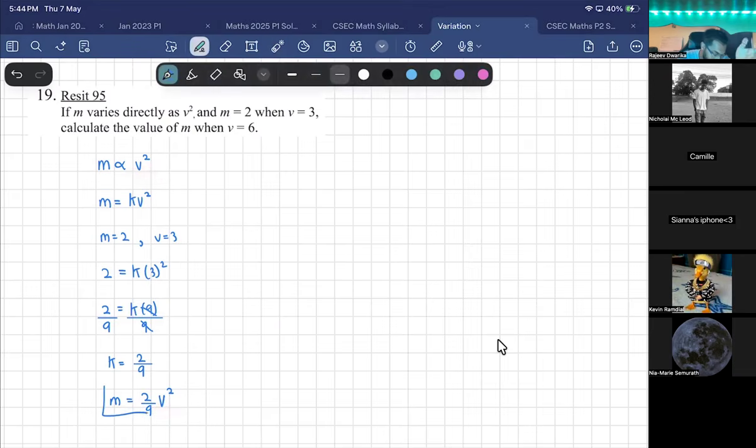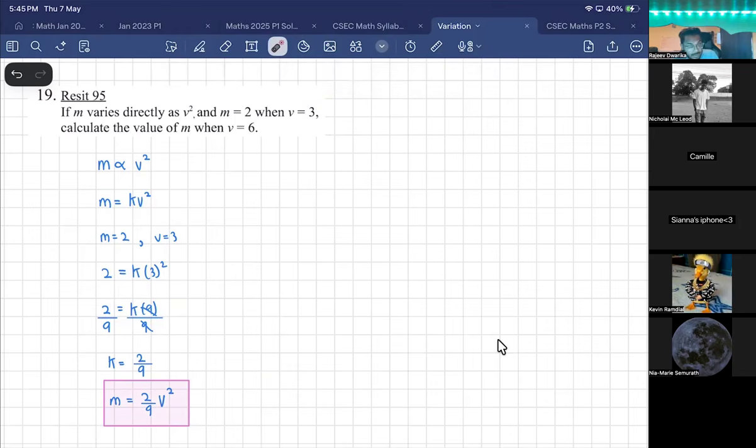So we have the relationship over here. If I want to find m, it's just going to be 2 over 9 times v squared, whatever v is. So if I tell you v is 6, right, Nia, you're gonna plug it in, work it out, and you'll get m. So m is just 2 over 9 times v squared.